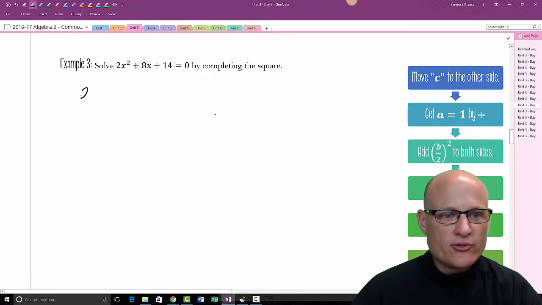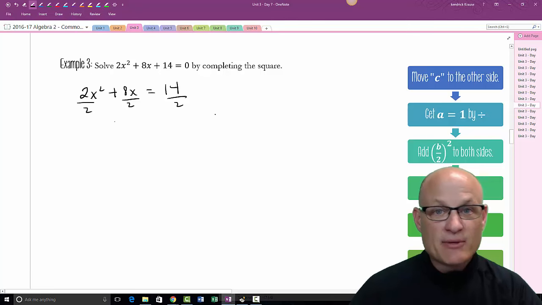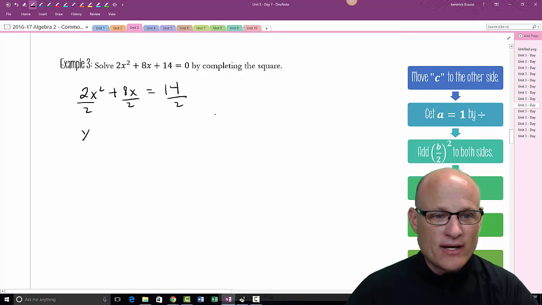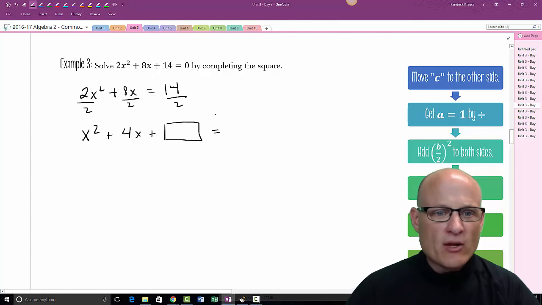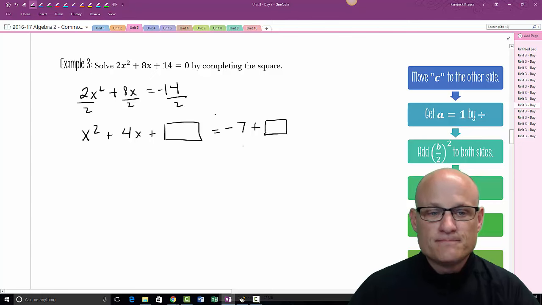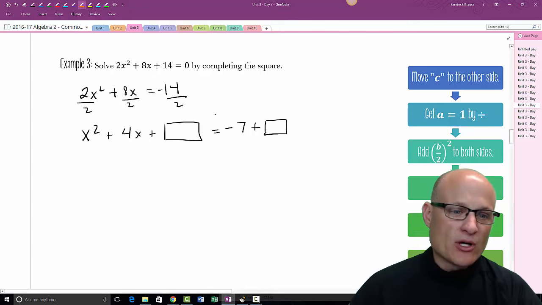So we end up with 2x squared plus 8x equals 14. Divide by 2. Now, when I do this, I'm going to rewrite it, but I'm going to put squares because I want to complete the square. So x squared plus 4x plus square equals, oh, by the way, this should be negative, I apologize, negative 7 plus square. Okay. Now I've got to figure out what goes in that square.